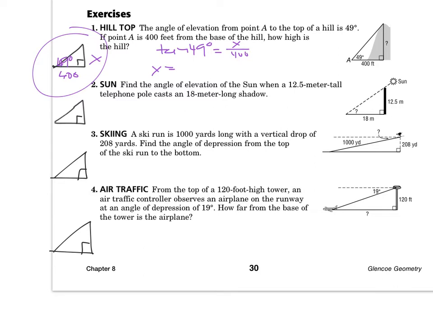And I get x equals 460.1 feet. Remember, on word problems like this, you need to have the correct units. So since they use feet, I'm going to use feet as well. Number 2. All right, in this one, we got to find the angle of elevation.